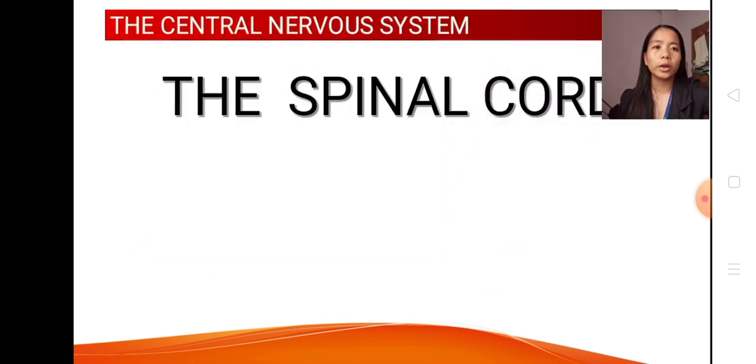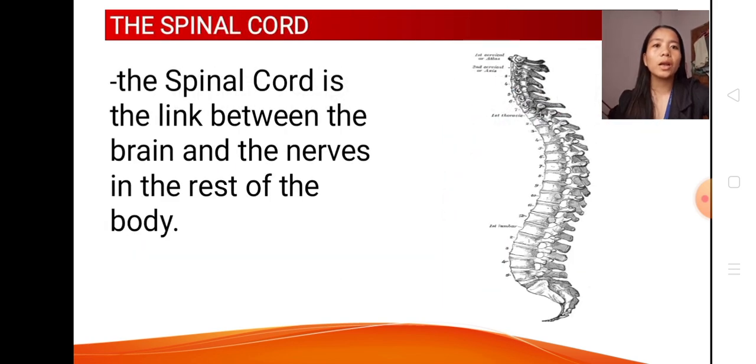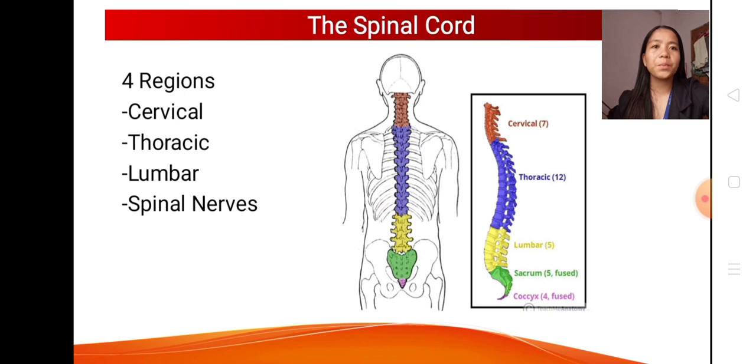The spinal cord. The spinal cord is the link between the brain and the nerves in the rest of the body. The spinal cord has four regions: the cervical, thoracic, lumbar, and sacrum and spinal nerves. The cervical consists of 7, the thoracic consists of 12, the lumbar has 5, and the sacrum and the spinal nerves has 5.